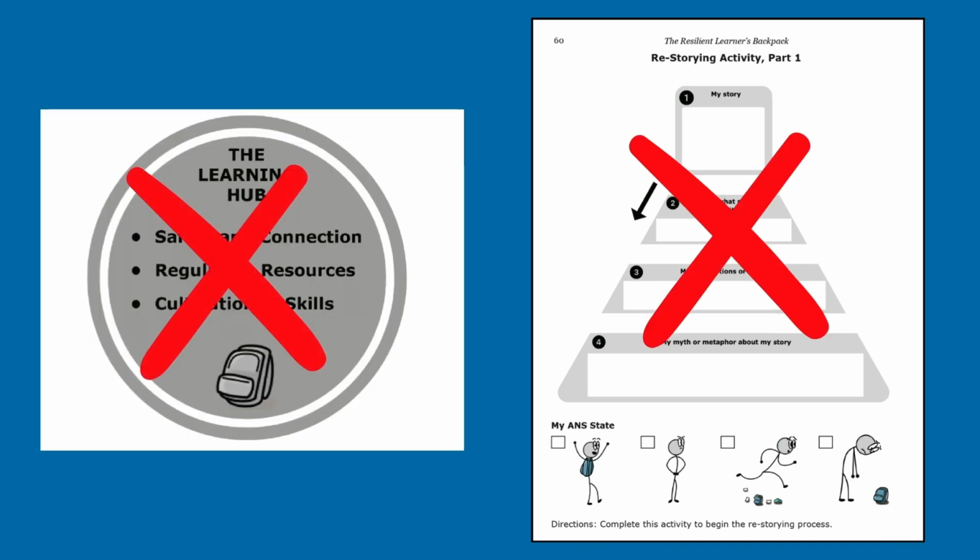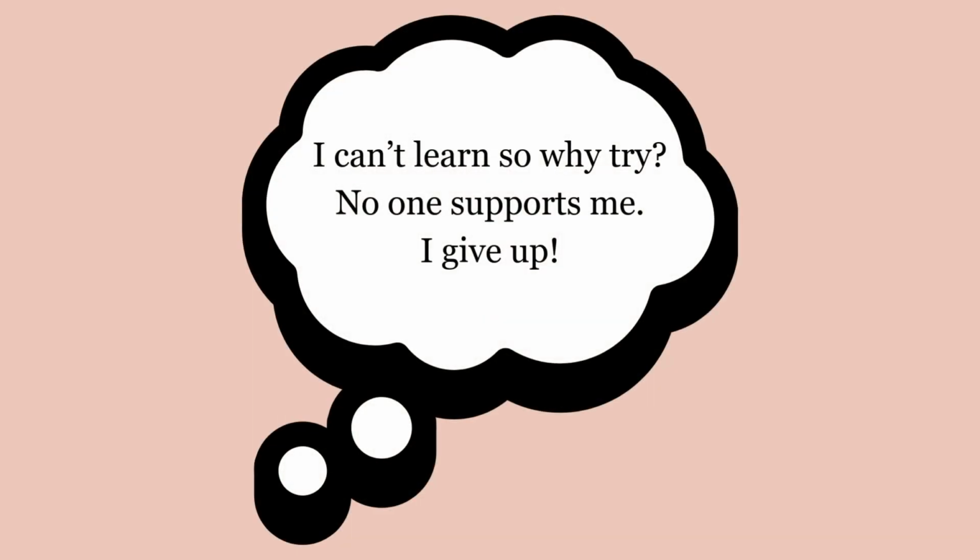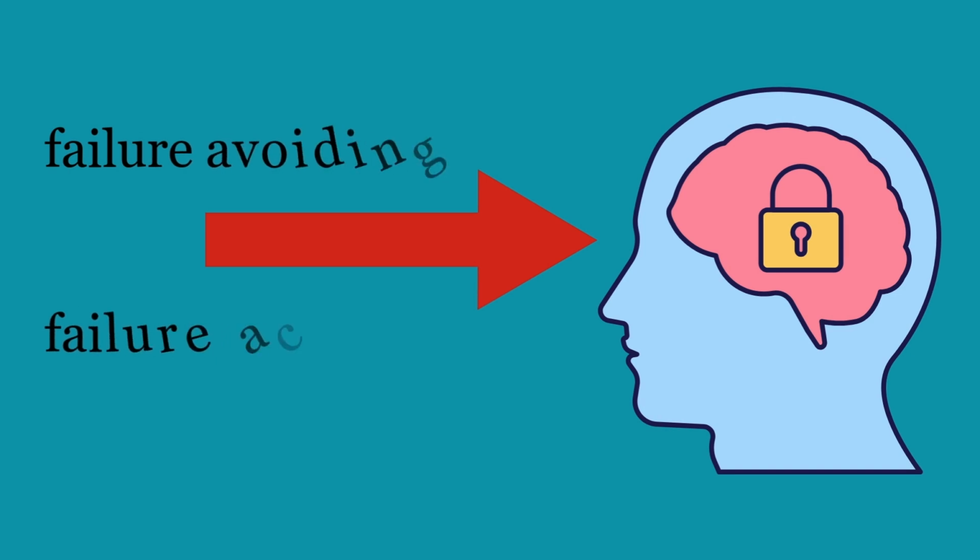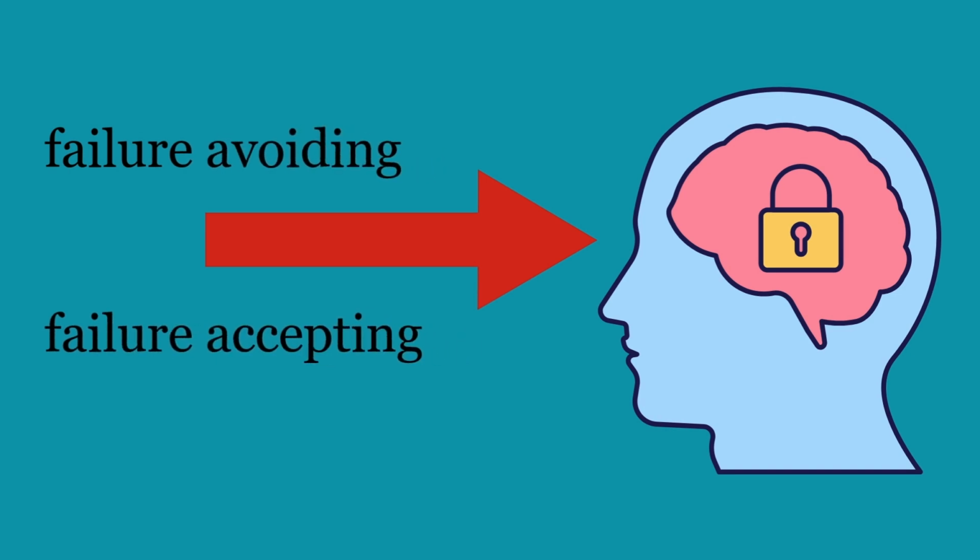When students don't have access to regulating resources and a process for understanding their cognitive stories, they are unable to overcome obstacles encountered along the way, believing the stories generated from a sympathetic or dorsal vagal state. This may cause a devolving mindset, moving further away from a growth mindset. These learners may become failure avoiding or failure accepting and exhibit a fixed mindset.